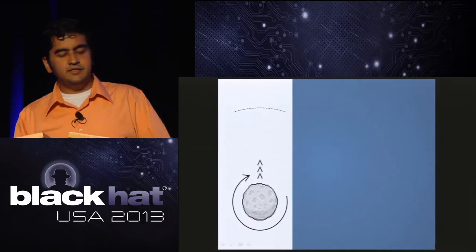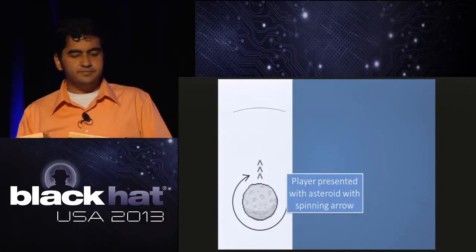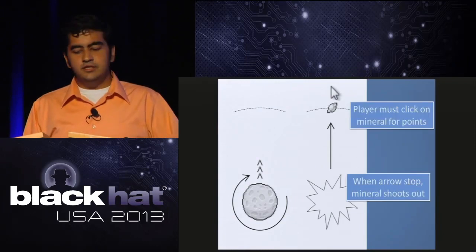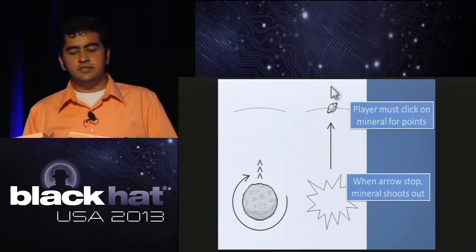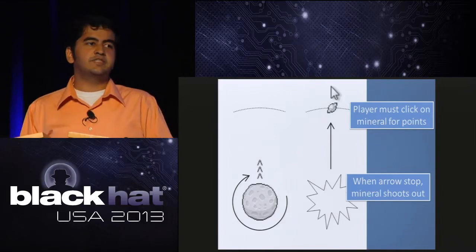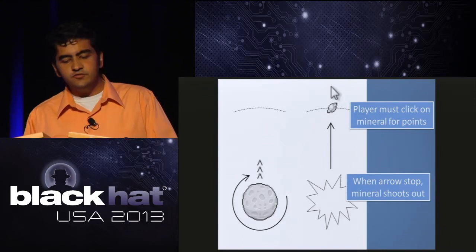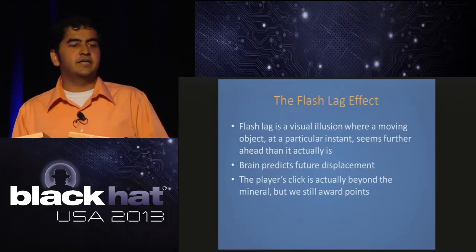So again, an illustration, a moving arrow, and the player is presented with it. When the mineral pops out, the user must click on it to get the points. Notice that the user actually ends up always clicking a little further away from the actual position of the mineral. The reason for this is an illusion called the flash lag illusion.